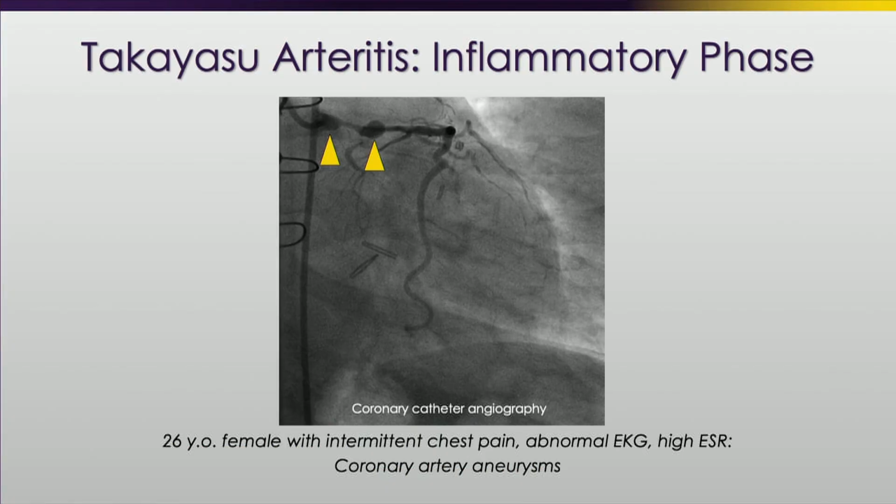Here is a young adult female who honestly had several years of intermittent chest pain before she came to medical attention. They found, when she finally walked into an ER, EKG changes and a high SED rate. A coronary arterial study shows us multiple coronary artery aneurysms. Now, the differential diagnosis initially was either mycotic aneurysms or Kawasaki disease, but ultimately the diagnosis, with full clinical and seromarker evaluation, was Takayasu.